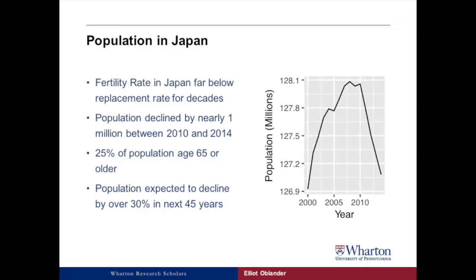To contextualize this project, we first consider the current state of Japan's population. The fertility rate in Japan has been well below the replacement rate for several decades, and the population has declined by nearly 1 million since 2010. About a quarter of the population is over the age of 65, and the overall population of Japan is expected to decline by over 30% in the next 45 years.